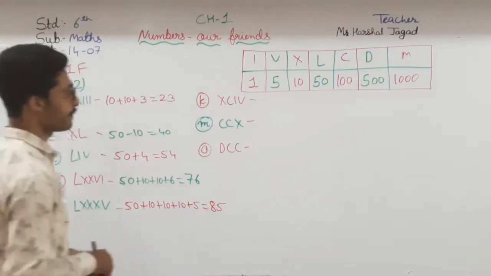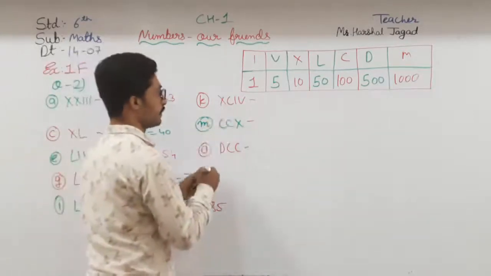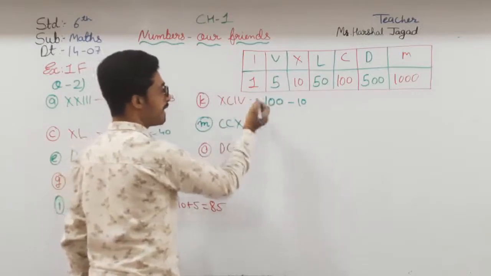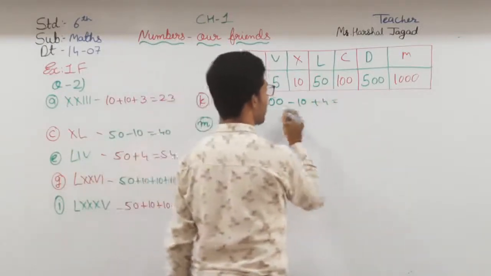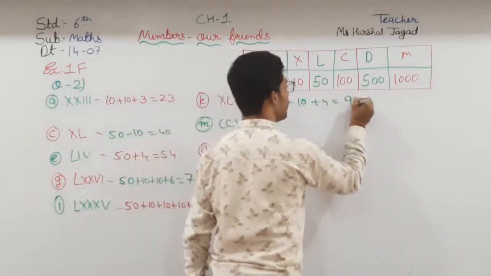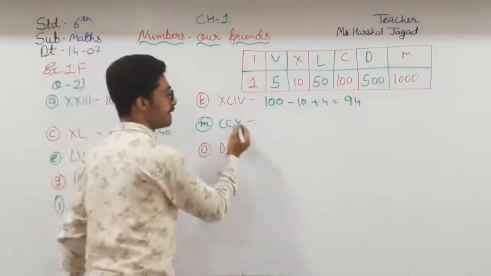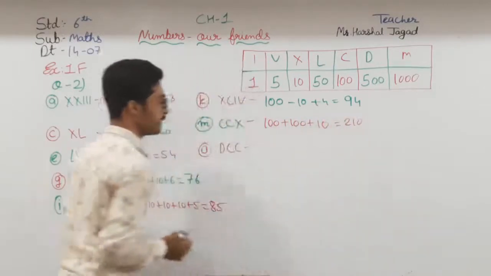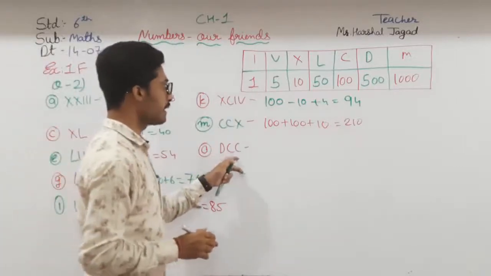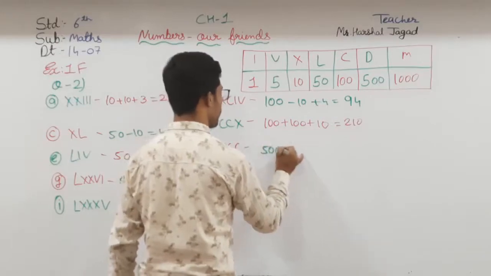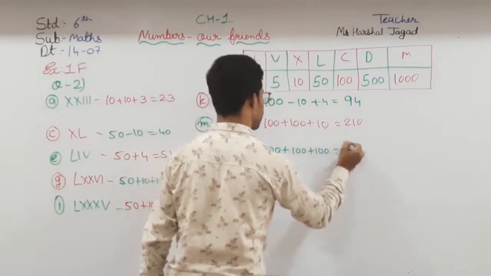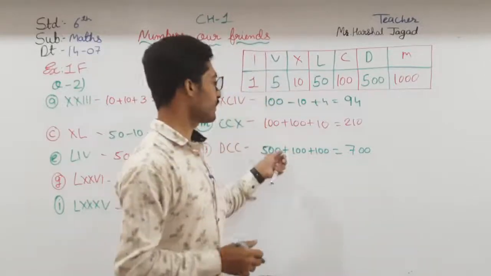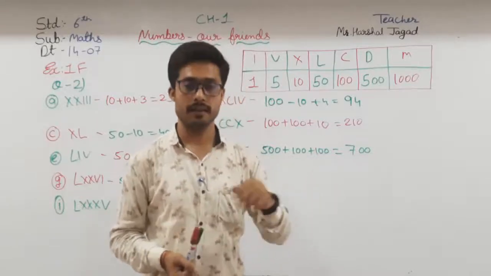Here, in the K, first it is C, that is 100, and below this it is 10, and on the right hand side it is 4. So your answer will be 100 minus 10, that is 90, plus 4, 94. Then after this one, CCX. So 100 plus 100 plus 10, that is 210. Then coming towards DCC, here it will be 500 plus 100 plus 100, that is 500, 600, and 700. So these are some of the Roman numerals, and we have converted them into Hindu-Arabic numbers. Please write down this.